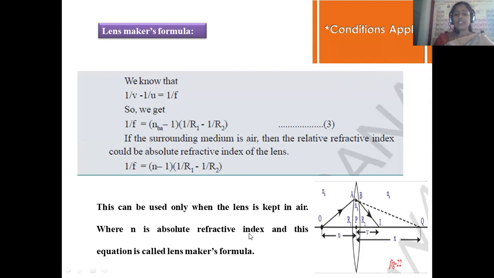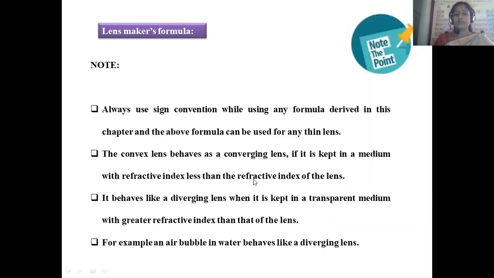n is the absolute refractive index, that is the ratio of both the refractive indices. This equation is said to be the lens maker's equation. This is the condition to be applied for this lens maker's formula.